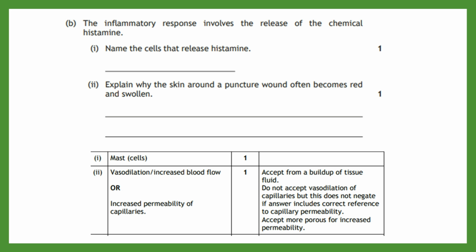However, do be careful if you're going for the permeability and make sure you're specifically talking about the capillaries. So, vasodilation is applying to the blood vessels generally, but the permeability is just for the capillaries. And it will also accept porous instead of permeable, as they mean more or less the same thing. It's about the ease of which things can move in and out of these capillaries.